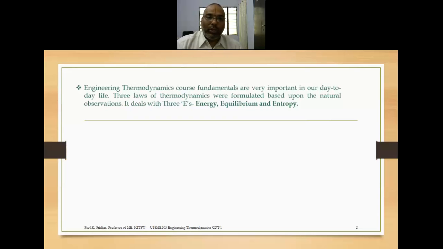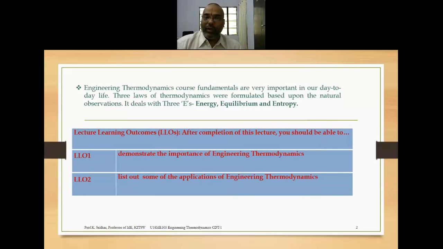I told you that engineering thermodynamics basically deals with three different E's. The first one is energy, the second one is equilibrium, and the third one is entropy. Now, for each and every lecture, we should have learning outcomes: what you are able to get after listening to this lecture. You should be able to demonstrate the importance of engineering thermodynamics. That is learning outcome number one.